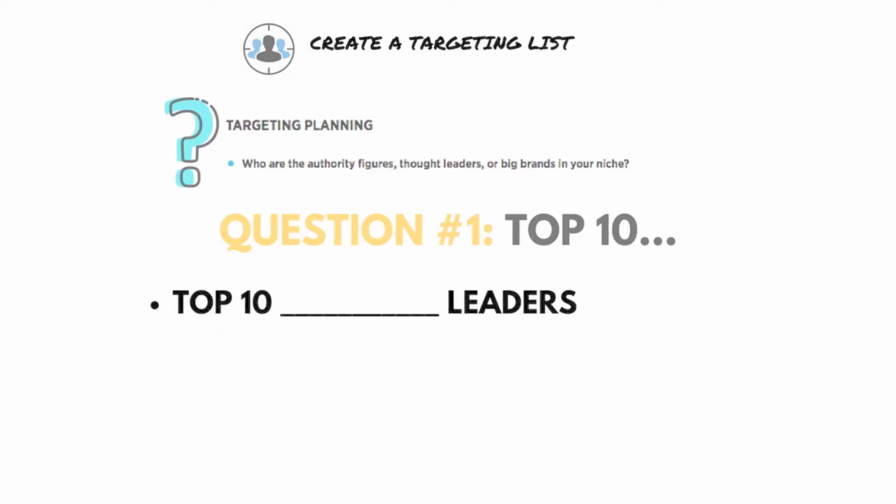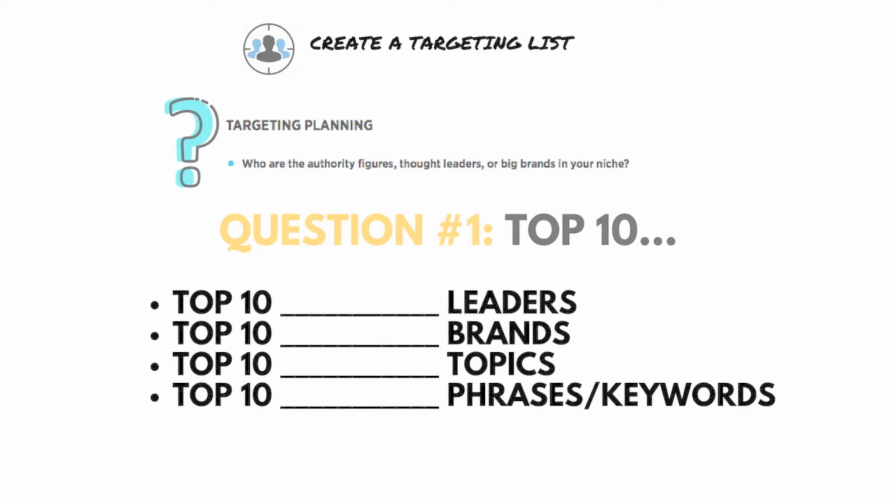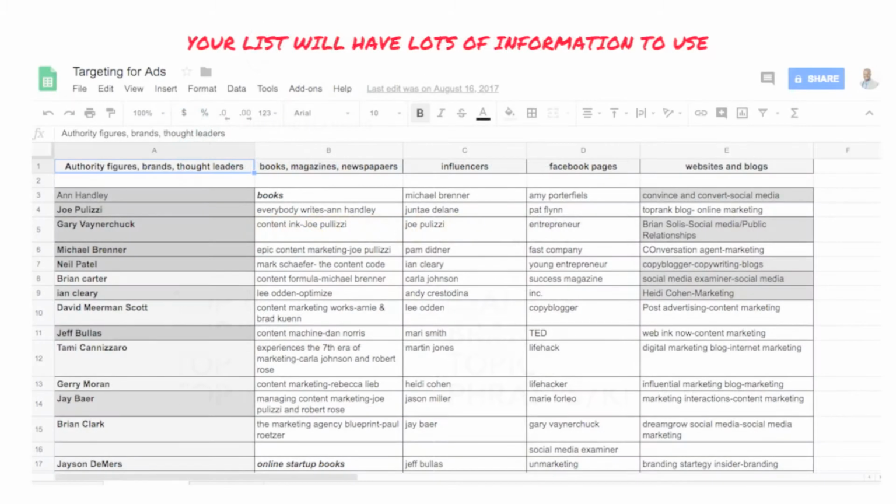Question number 1. Instead of this question, go to Google and in the search bar, type top 10 XXX, which is related to whatever niche or product that you're trying to research. I'll use 2 examples. One is a fitness instructor and the other is a relationship expert. So the fitness instructor would type in the top 10 fitness leaders or top 10 fitness brands, top 10 fitness topics, or top 10 fitness phrases or keywords. You get where I'm going with this.